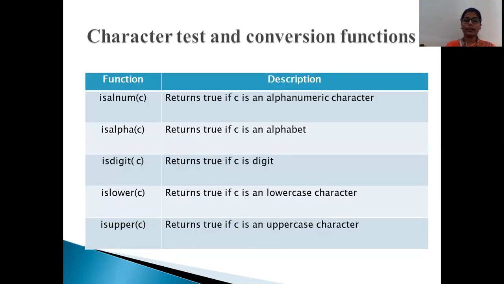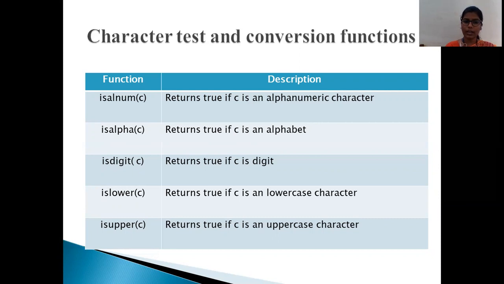Let us see character test and conversion functions. As you know, we include various header files like stdio.h, meaning standard input output header file, and conio.h, console input output file. If we perform any mathematical operation, we use the math.h header file. In the same way, for character test and conversion functions, we use the ctype.h header file. There are various conversion functions, as follows.